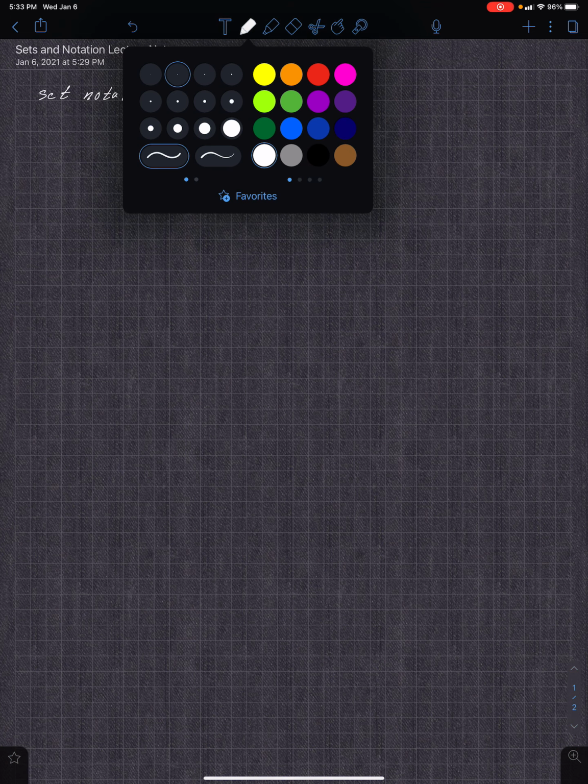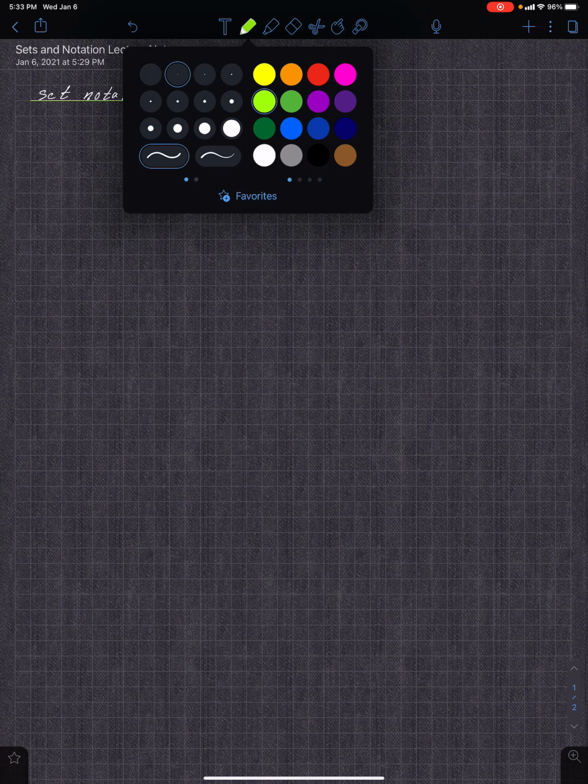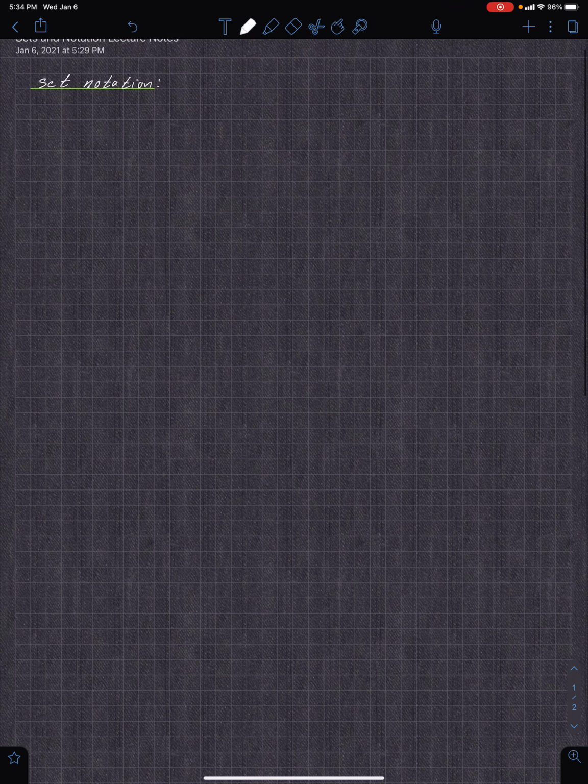I'm sure you've seen sets and set notation before, but let's talk about the different kinds. There's interval notation for real numbers. There's set builder, some other symbols, things like that. So first, let's take a look at what's called set builder.